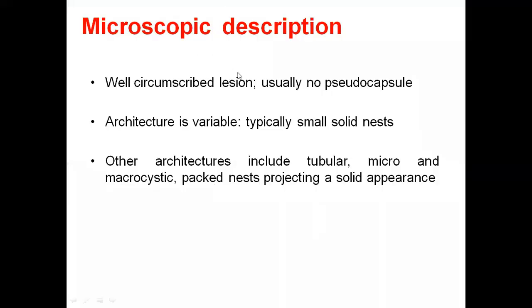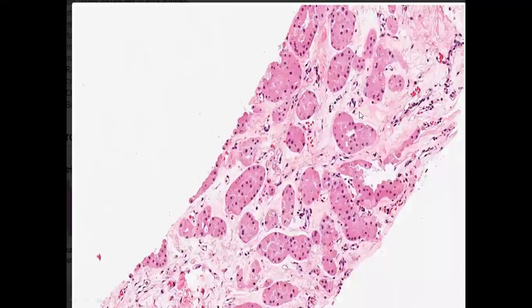Discussing the microscopic features, these are well circumscribed lesions. They have variable architecture, but typically they have small solid nests. Other architectures include tubular, microcystic, and macrocystic. In all of these architectures, the cells are pegged with mitochondria, because of which they have a high amount of pinkish, eosinophilic cytoplasm. This is one of the low power pictures of these renal cell oncocytomas.